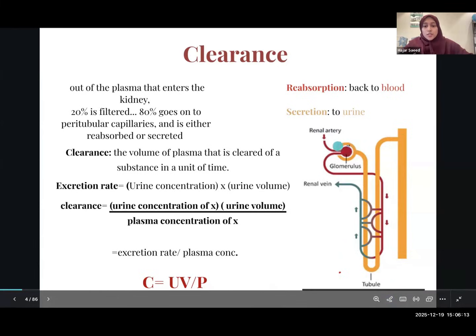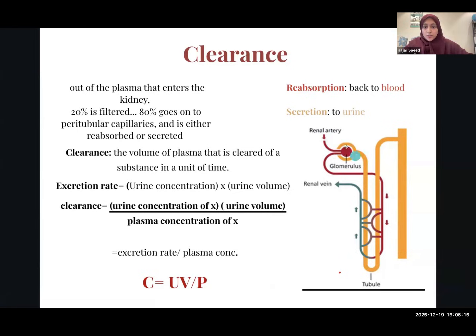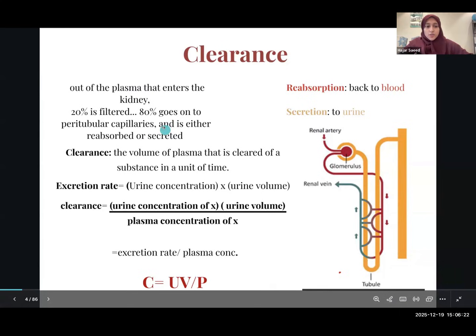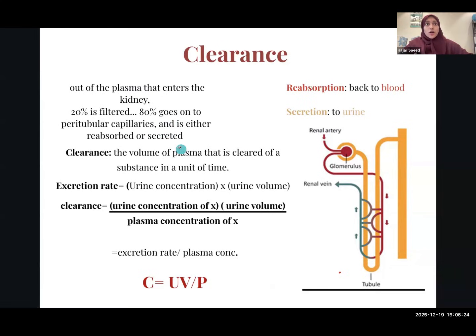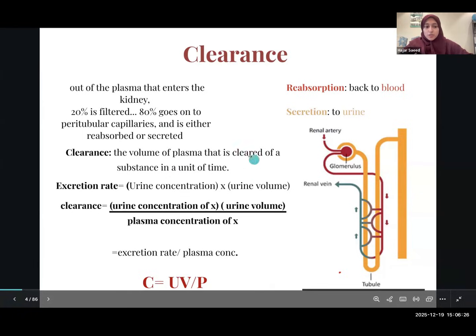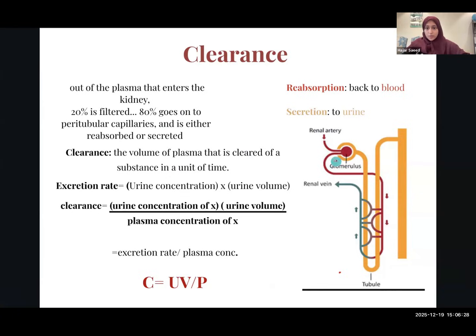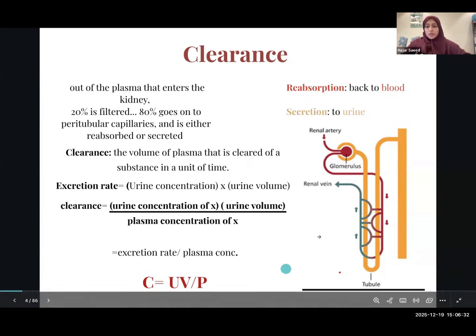Okay. So all of it's going to flow into the glomerulus. 20% is going to be filtered in the glomerulus and 80% is going to continue in the peritubular capillaries. These red lines over here. So out of this 20% that's filtered, it's going to be cleared. The volume of the plasma is going to be cleared of a substance per unit of time. Okay, that's clearance. And we need to know that to calculate GFR. GFR is important because it tells us about kidney function.